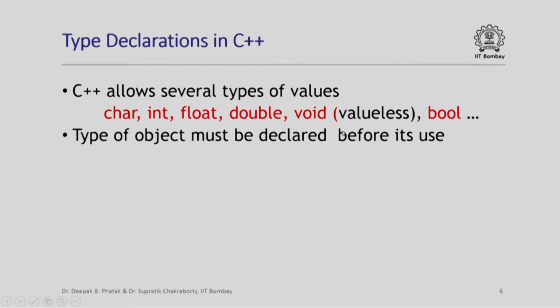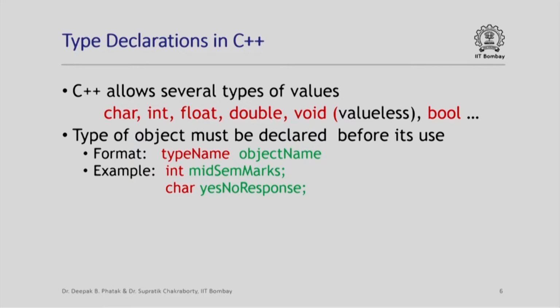Now, the type of an object must always be declared before its use. You cannot use an object until you have declared its type already. The way you define the type of an object is by saying type name, space, object name. For example, I could have integer midsem marks or character yes no response. Clearly, I have used variable names here which indicate what their purpose is, and this is telling what kind of value can be stored in this variable.